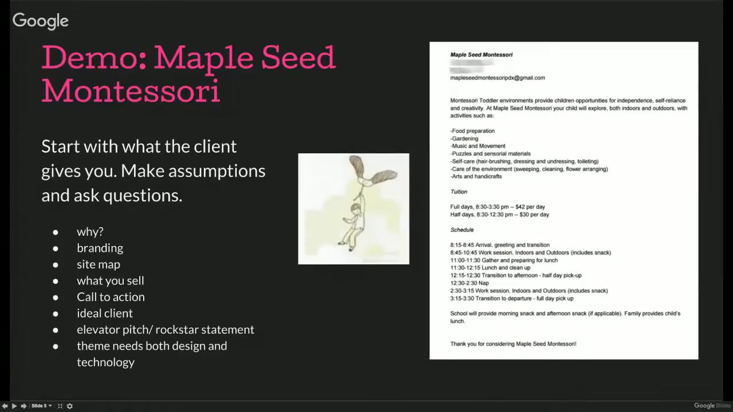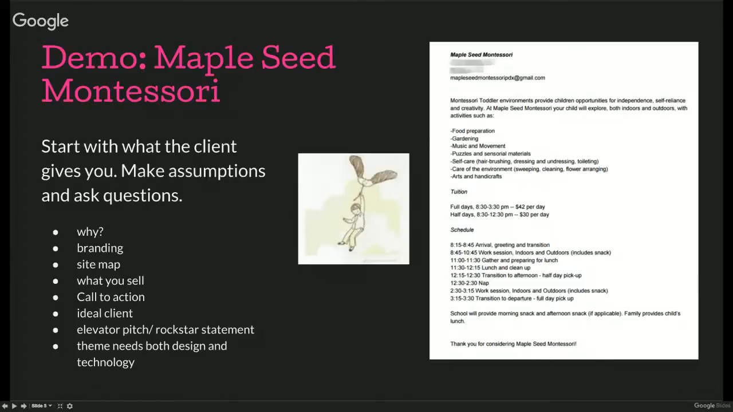Her elevator pitch, her rock star statement, is something like, she has a master's in library science but hated it and chose to go back to school and become a Montessori teacher because she loves children. So her rock star-ness comes out in her love and passion for young kids. And the fact that she built a school to teach, this is her dream. So something like that.